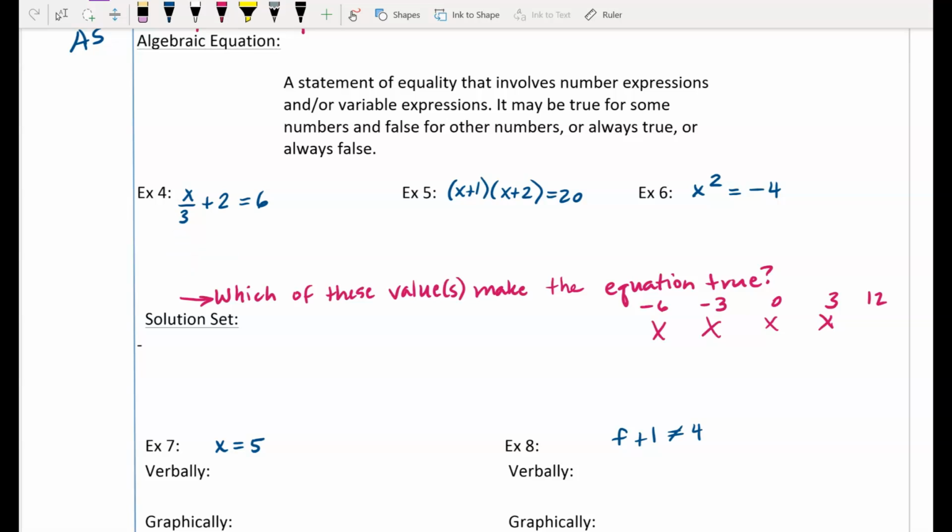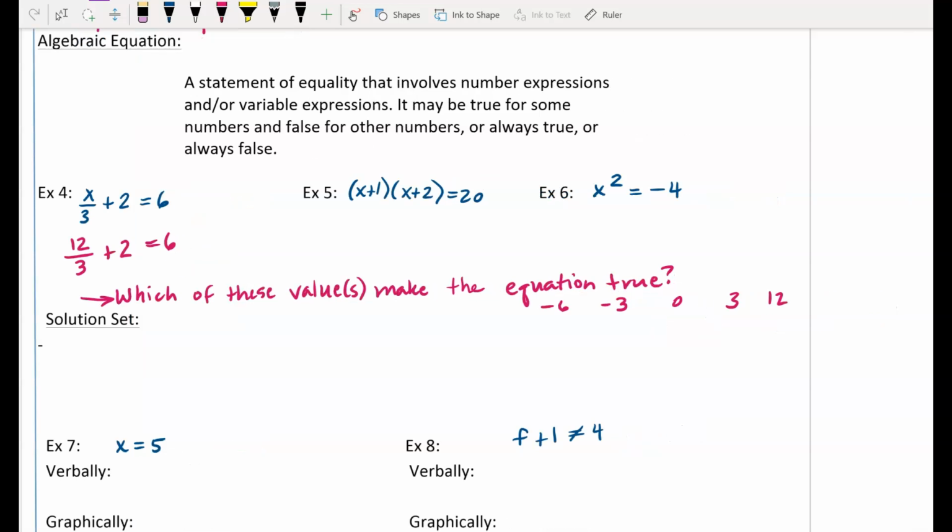Let's test the 12. If I put 12 in place of the x and divide by 3, and then add 2, 12 divided by 3 is 4, and 4 plus 2 is 6. So finally we have a solution. Now there was no guarantee that we were going to have a solution from this list of numbers, and 12 was the only one that worked.